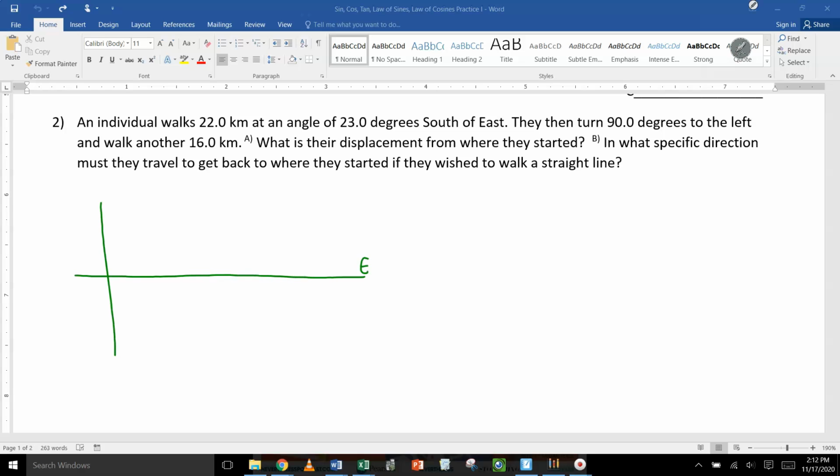This is east. They walk 22 kilometers at an angle of 23 degrees south of east. They then turn 90 degrees to the left, and here's where it gets kind of tricky.